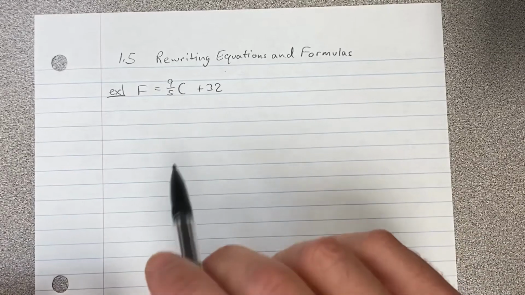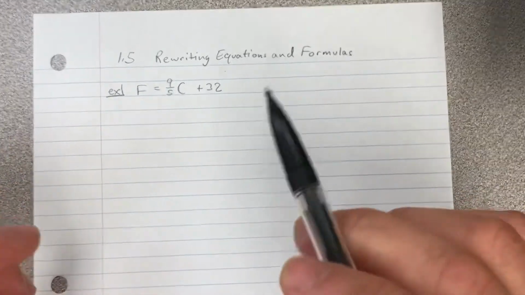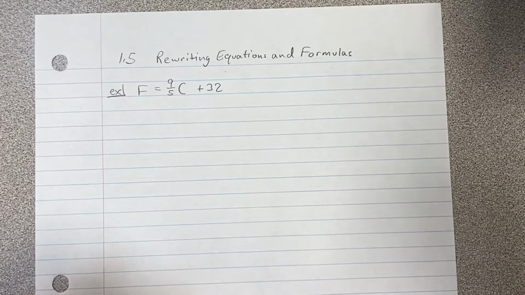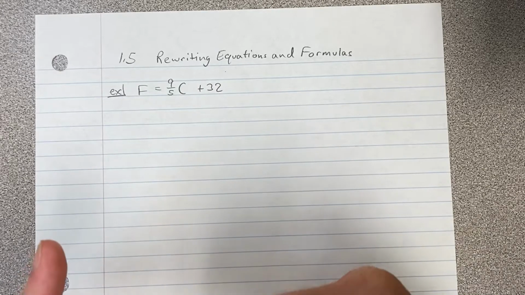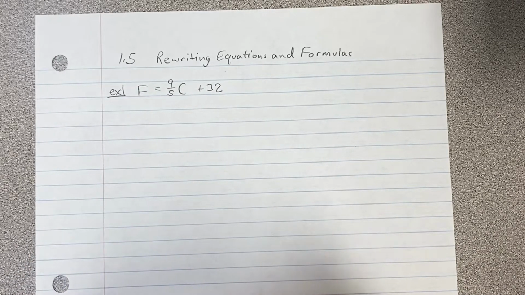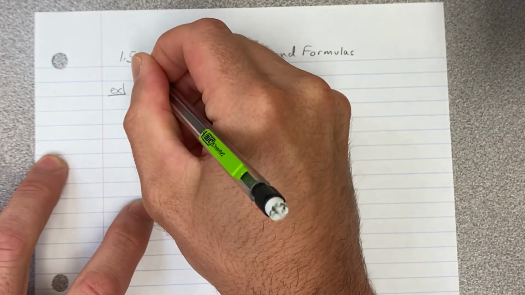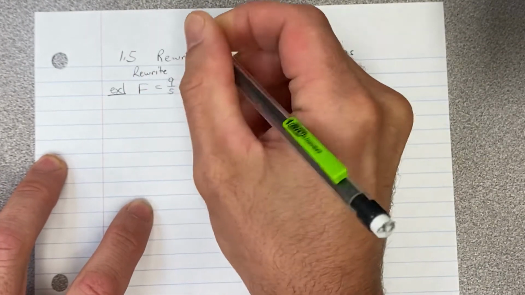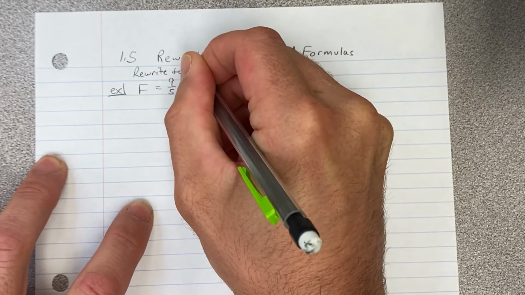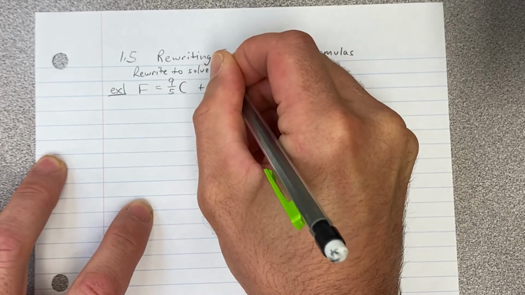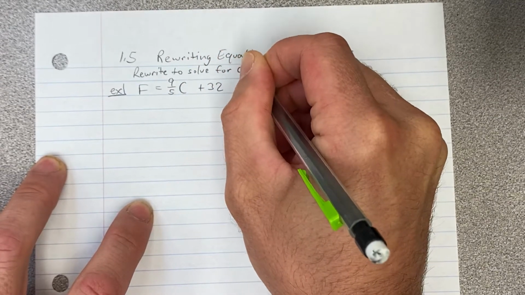But you don't always see the formula written this way. Oftentimes you'll see it written the other way for when you have Fahrenheit and you want to convert it to Celsius. So this is kind of helpful to be able to learn how to rewrite this. So our instructions are to rewrite, to solve for Celsius.